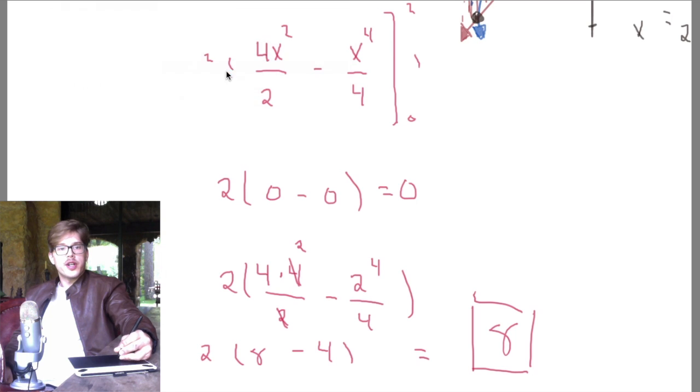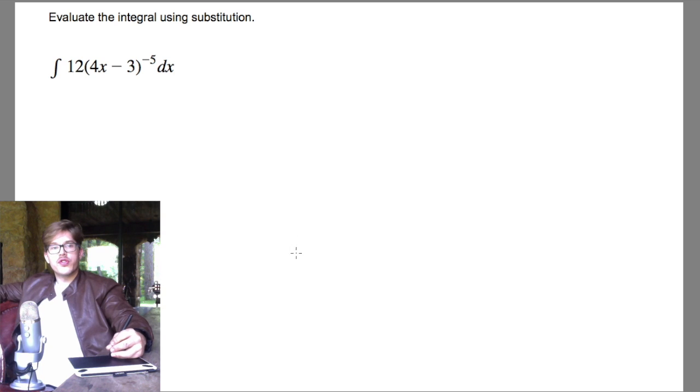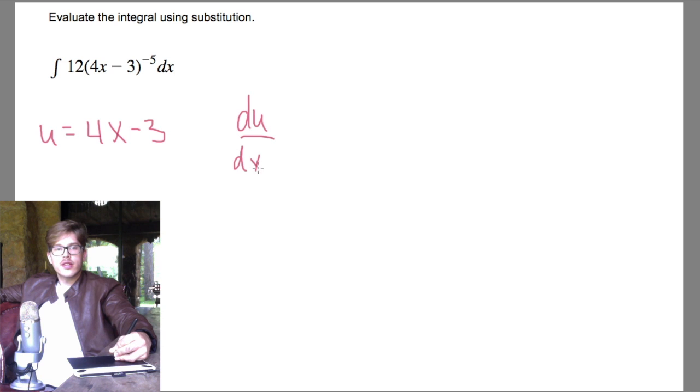Let's go to our next problem. Evaluate the integral using substitution. All right. So using substitution, we use u substitution. Let's say our u equals 4x minus 3. And so our du over dx, here I don't want my face cam to accidentally get in the way, so let's say our du over dx equals what? Well, what's the derivative of 4x minus 3? It's simply 4.